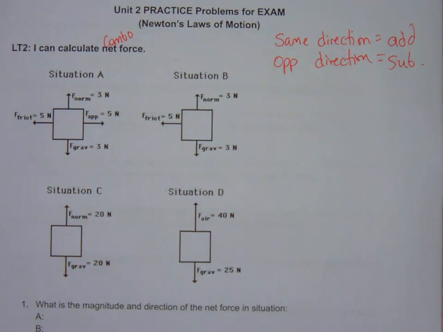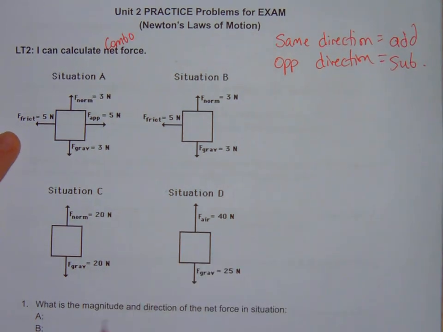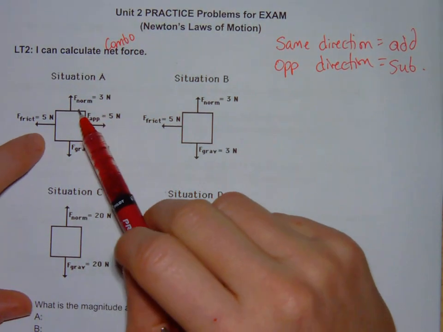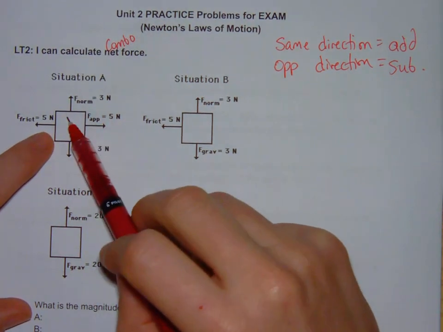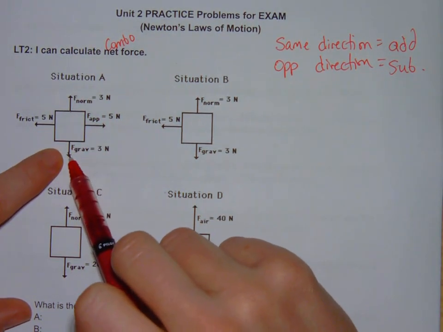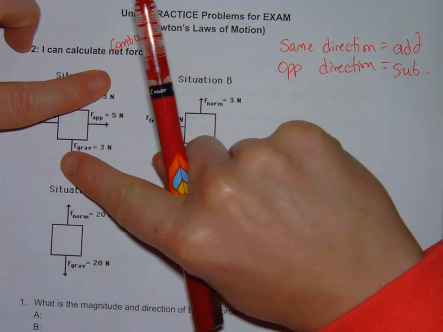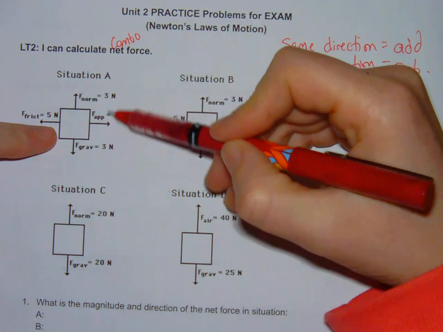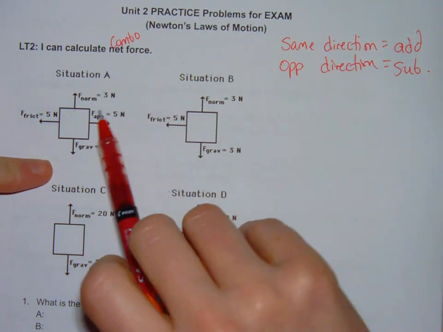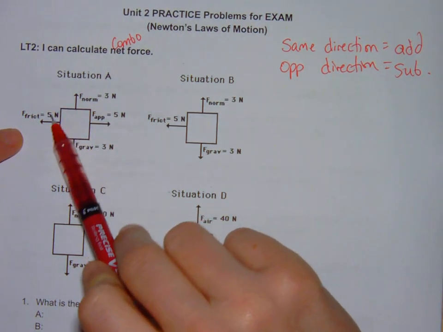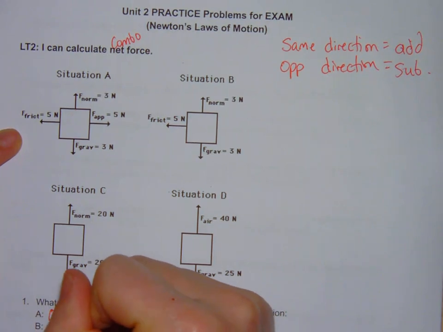Let's see if I can focus this in at all. Alright, so what it says is, what's the magnitude and direction of the net force in situation A, B, C, and D. So what we do, this is a free body diagram. We've got a normal force up at 3. Gravitational force is acting down at 3. So we just look at each side one at a time. Look at the up and down forces and then look at the left and right forces. So 3 up, 3 down, that cancels out. We have an applied force of 5 to the right. A frictional force of 5 to the left means that there is 0 net force acting on that.